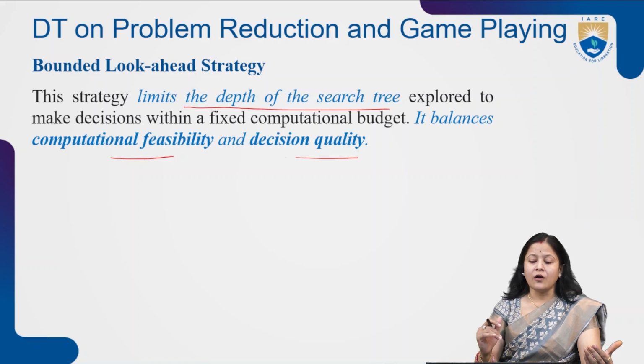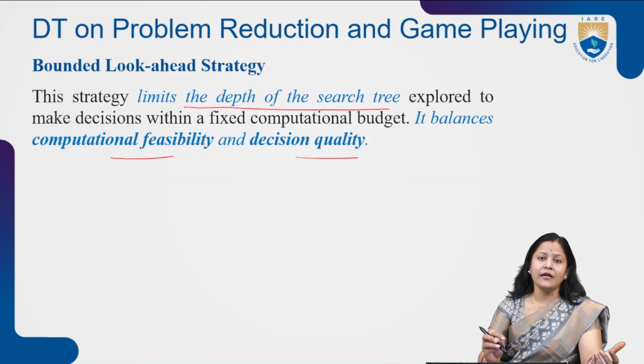And based on that, what would be the final output? What is the optimal value within that depth? Based on that optimal value, meaning the best possible path, if it is found within that particular depth, then that will be followed to find the final solution. So that terminology is called the bounded look ahead strategy, which is used in game playing by artificial intelligence.